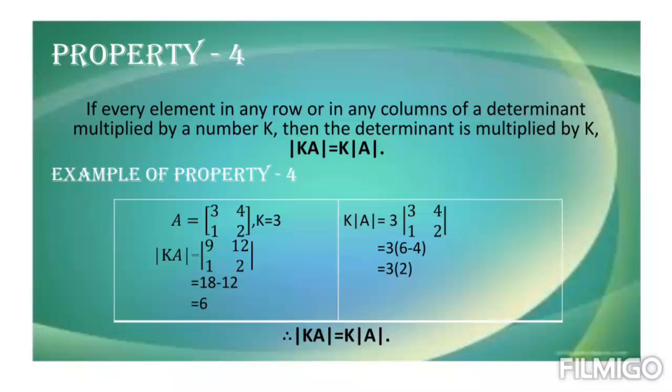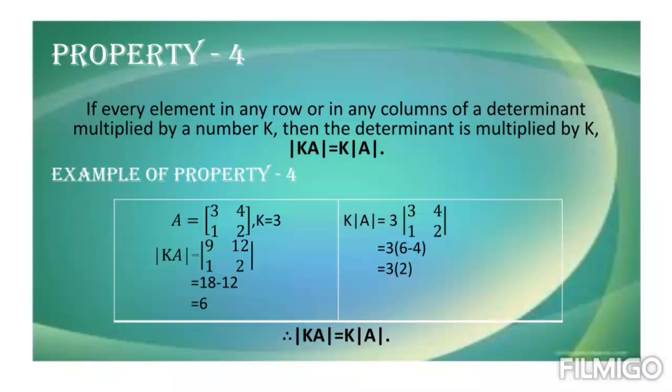Our property is: if every element in any row or in any column of a determinant is multiplied by a number k, then the determinant is multiplied by k. Now we get determinant kA is equal to k into determinant of A. Here they say if we multiply any row or any column of a given matrix by a particular number, we get the determinant value as a multiple of the same number.